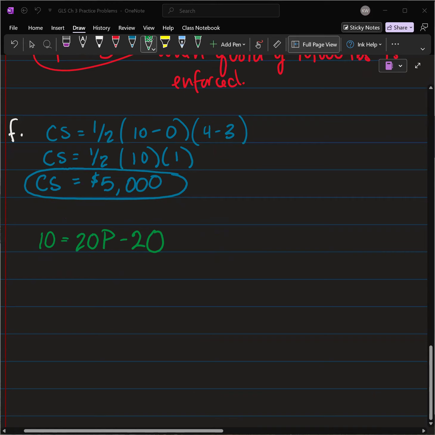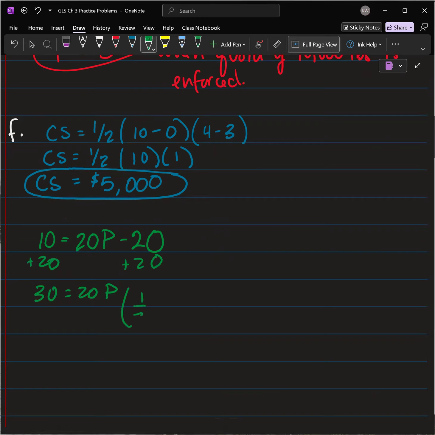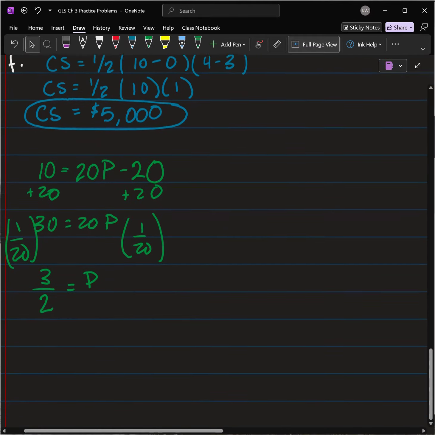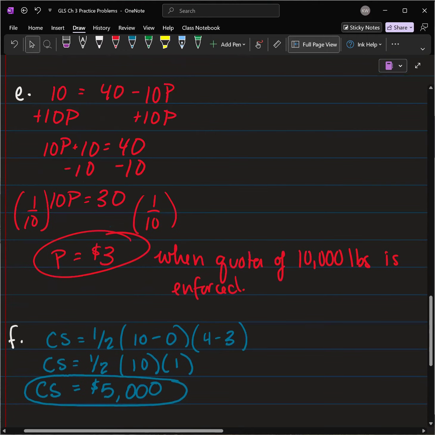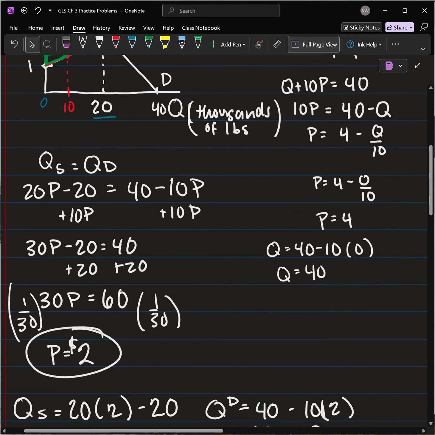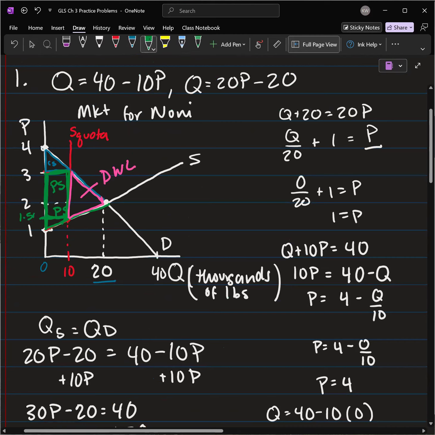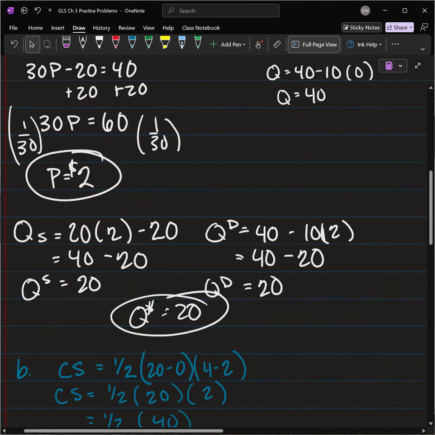So first we'll add 20 to both sides. So we'll get 30 equal to 20 times the price. Then we'll divide both sides by 20. That's going to give us 3/2 equal to the price. And of course, 3/2 is just equal to $1.50. All right, so that is the price at which producers will provide 10,000 pounds. So we've not found our producer surplus yet, but we now have all the information we need to do so. So let's first find the area of that triangle.